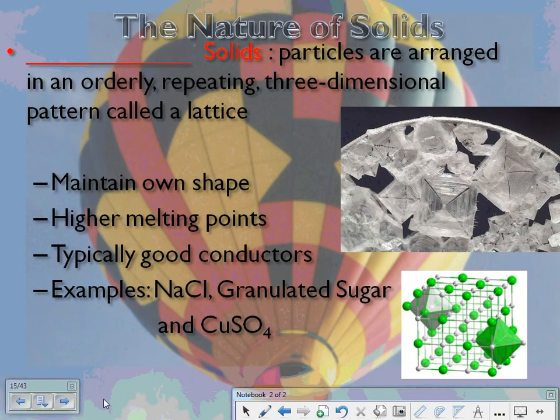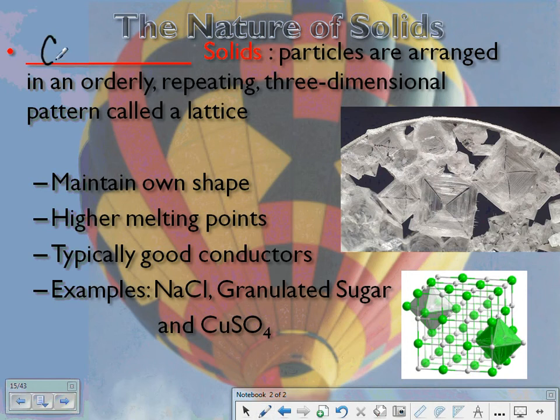We've talked about gases. We've talked about liquids. Now we're talking about the nature of solids. So what are solids like? Well, solids have their own shape, because their particles stick together more. But there's two different types of solids.